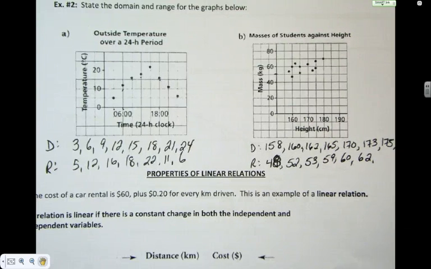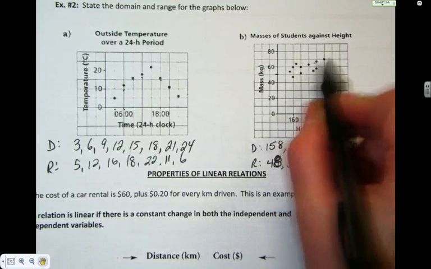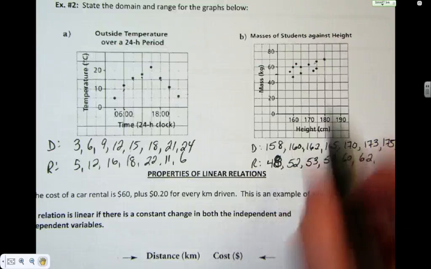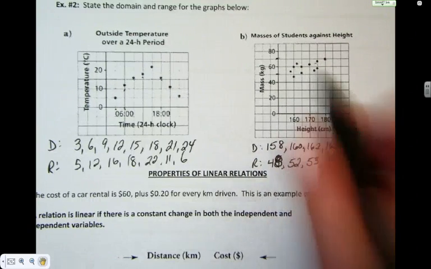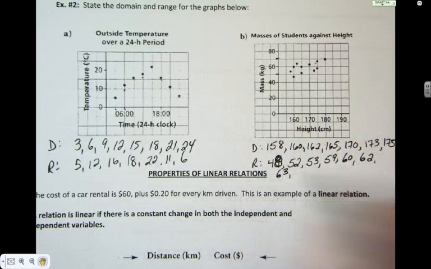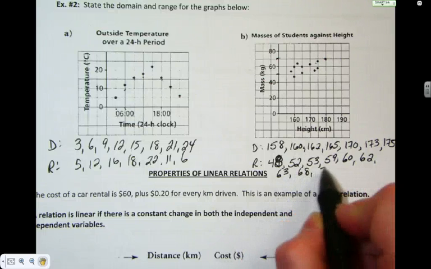62. I could go 63 as well, so we're just estimating. Got 2 more, I think, here. Yeah, so if this is 70, yeah, maybe 63. And then one right at 70.